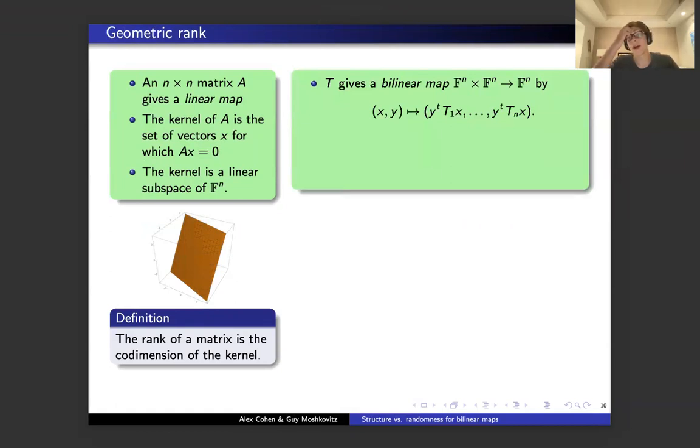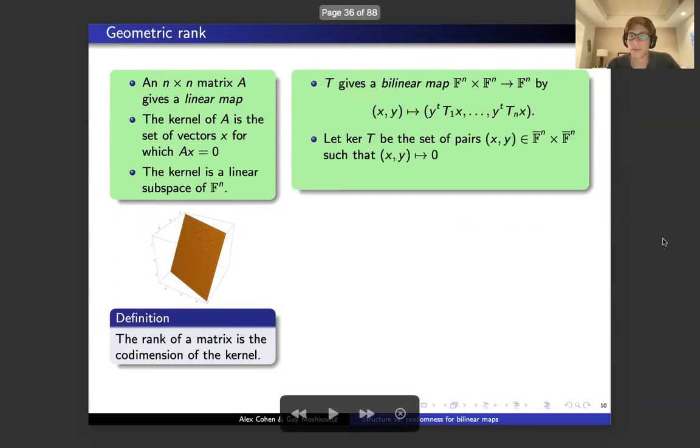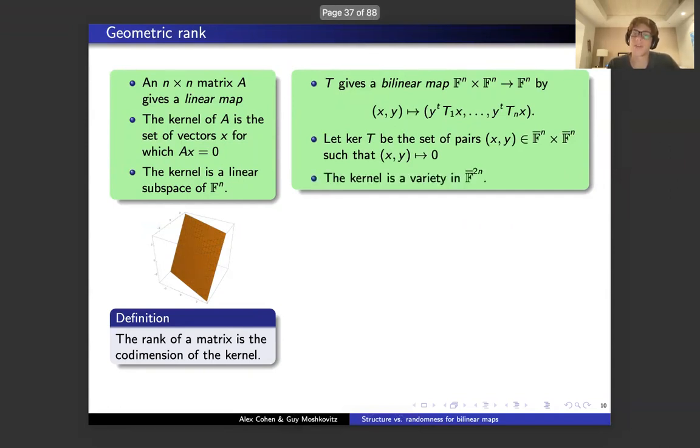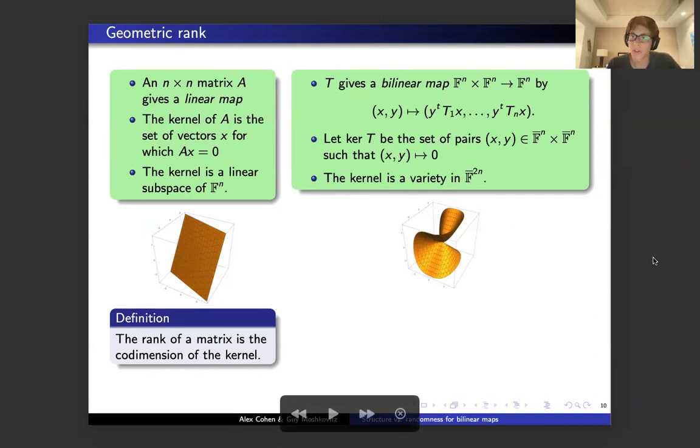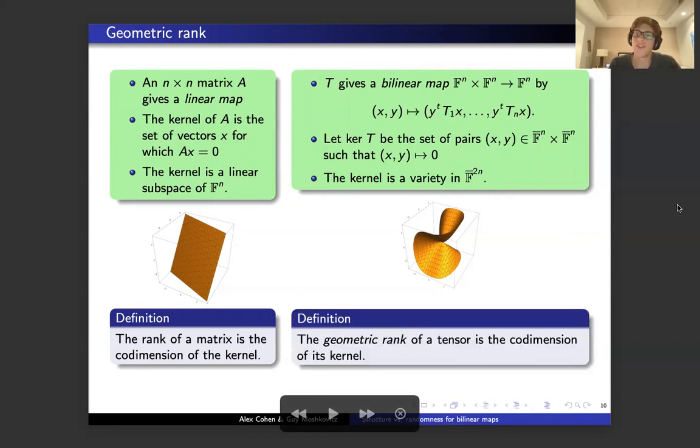Analogously, a tensor T gives a bilinear map, mapping from Fn times Fn to Fn, the coefficients of which are bilinear functions. We can define the kernel to be the set of pairs X and Y which map to 0. This is no longer a linear subspace, but instead is a variety in F to the 2n. So it's the vanishing set, not of linear equations, but of polynomial equations. In particular, it's the vanishing set of these n bilinear polynomials, which are degree 2 polynomials in the variables X and Y. So now that we have the kernel, we define the geometric rank of the tensor to be the codimension of this kernel variety.